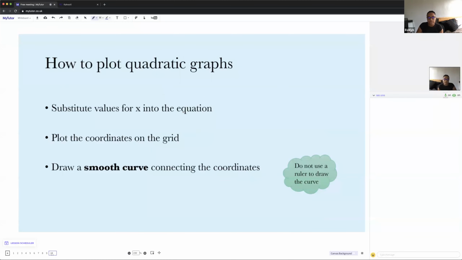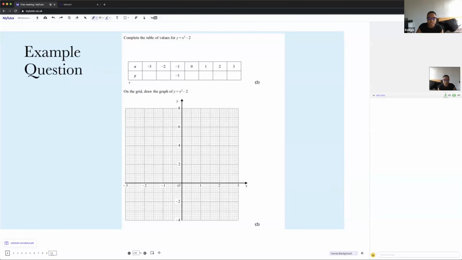Next thing, how to plot a quadratic graph. Substitute the values of x into the equation, find out what the y value is, then plot the coordinates and then draw a smooth curve. Do not use a ruler to draw a smooth curve. It has to be smooth. It can't be made of lines. So if we have a quick look at this question, we're only going to go through one of these. So y equals x squared minus 2.